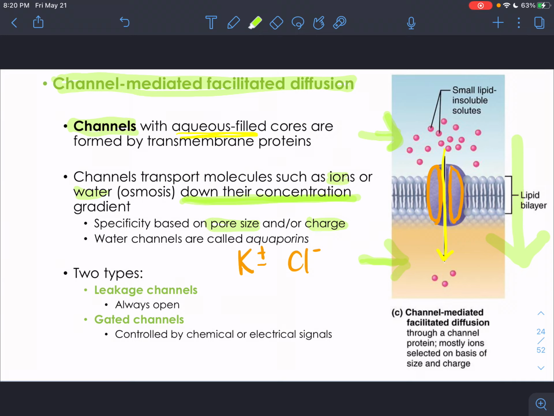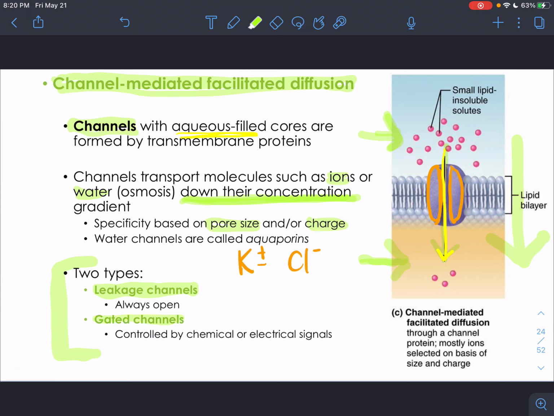There are two types of these channels, which we're just going to skim over right now, but we're going to get really into this when we talk about muscles and the nervous system. We have leakage channels that are leaky, so they're just always open. This one here in the image would probably be considered a leaky channel. So whatever the solute is, it can just move whenever the concentration gradient changes.